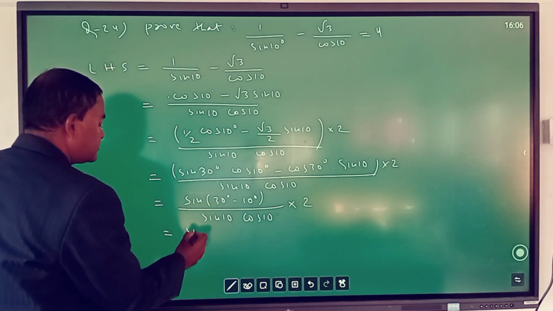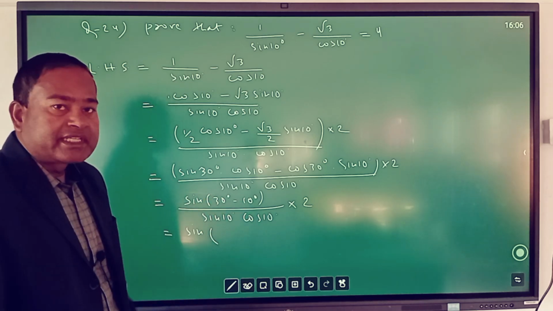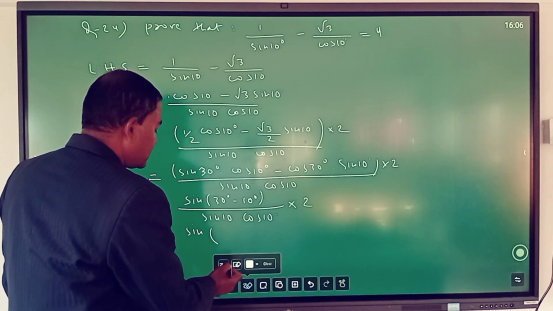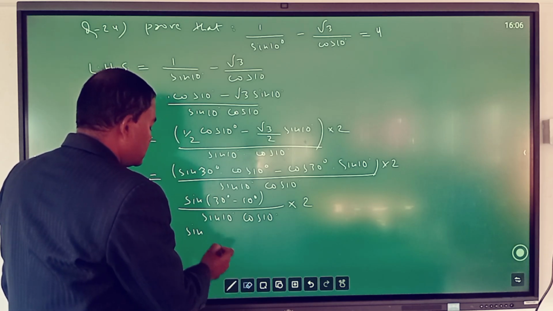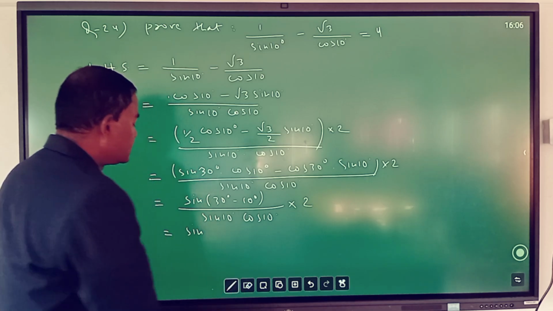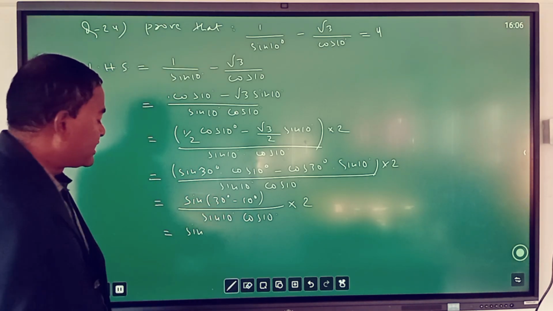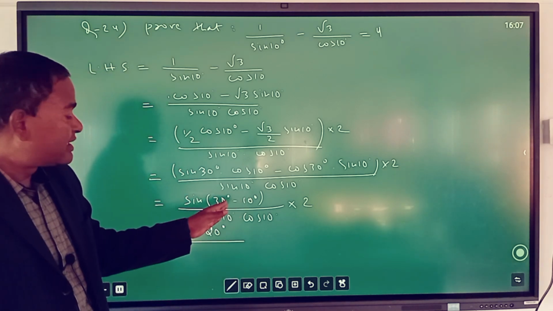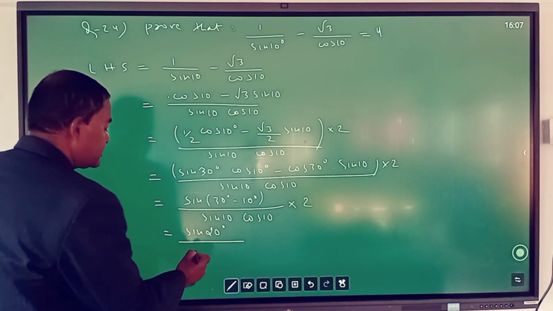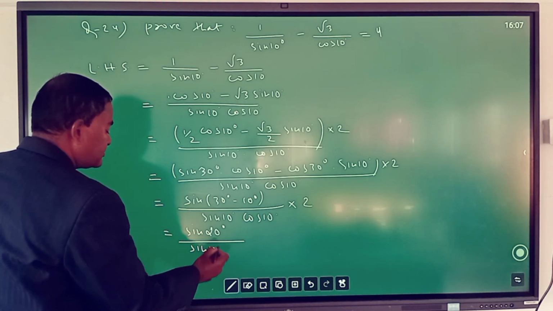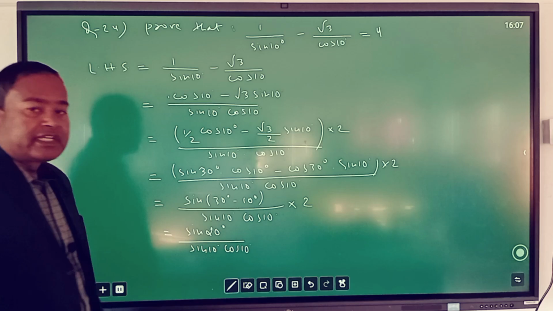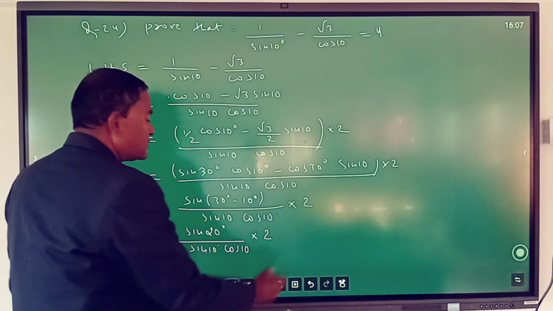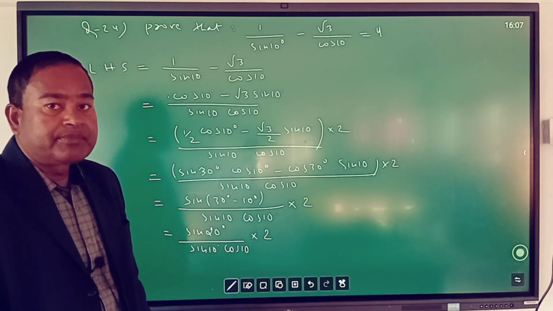Sin 30 degrees minus 10 degrees. Dear students, 30 degrees minus 10 degrees we can write as 20 degrees. So subtracting 10 degrees from 30 degrees, we get sin 20 degrees divided by sin 10 degrees cos 10 degrees. So the denominator keeping as it is, and the number 2 also keeping as it is.